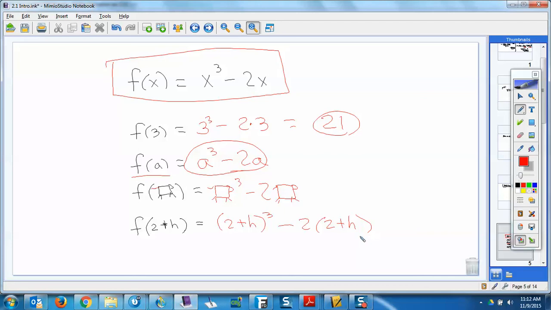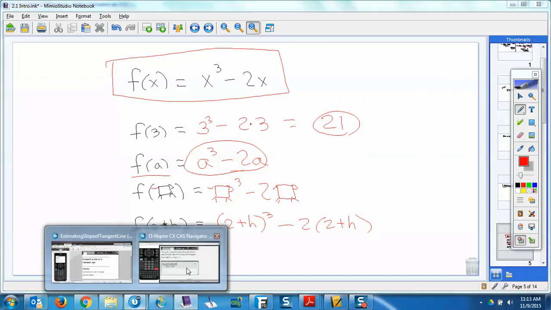Now, probably going to want to simplify that then. Probably want to cube that out. There will be some of that today. Now, let's talk about that. How do I do 2 plus h cubed? Put it in your calculator. Okay? Now, you laugh, but Aaron, that's the first thing I heard.